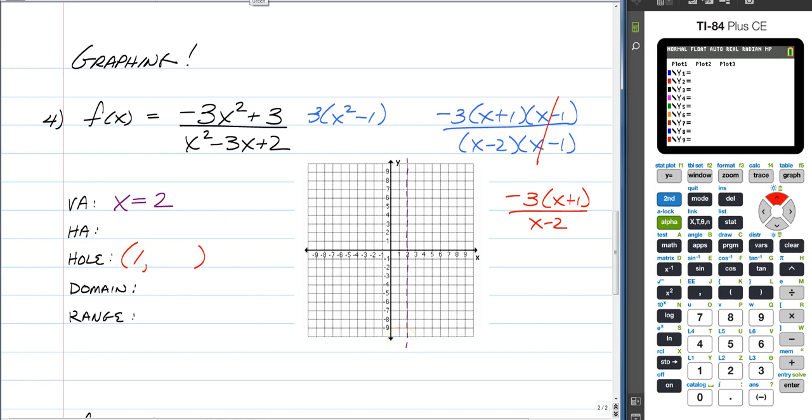Our horizontal asymptote is based on what we have in our numerator and denominator. Well, we have the same degree. So that means it is going to be y equals negative 3. Remember, if the degrees are the same, it is the ratio of the leading coefficients. So we have negative 3 over 1.